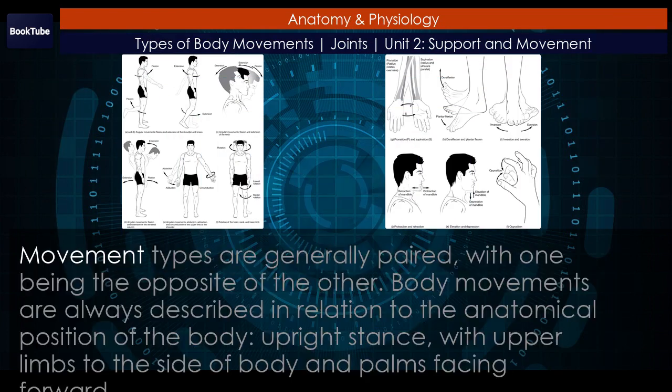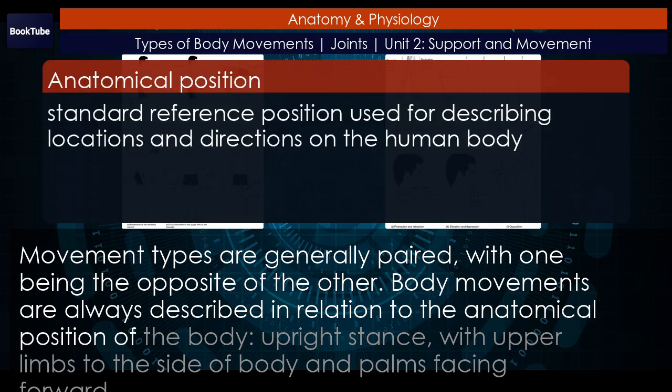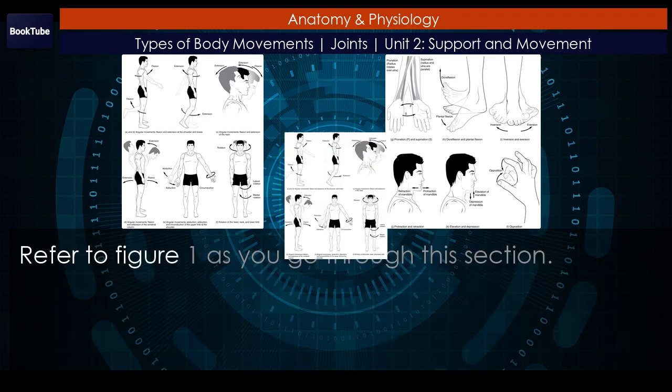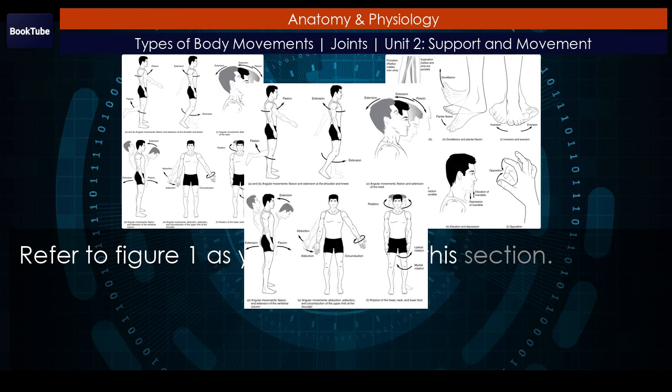Table 1. Movement types are generally paired, with one being the opposite of the other. Body movements are always described in relation to the anatomical position of the body: upright stance, with upper limbs to the side of the body and palms facing forward. Refer to Figure 1 as you go through this section.